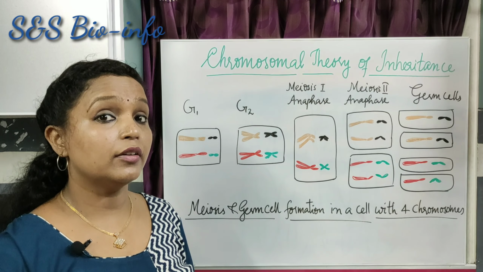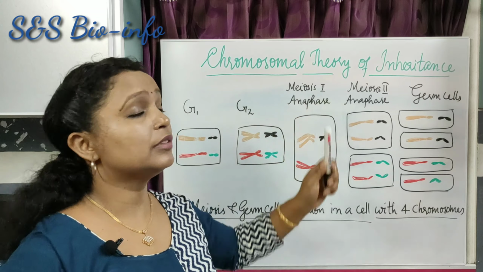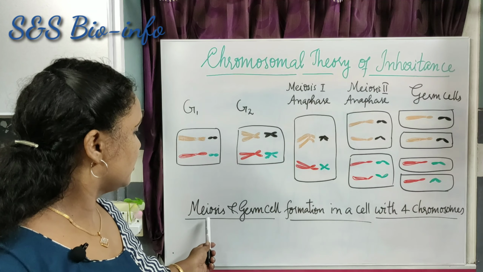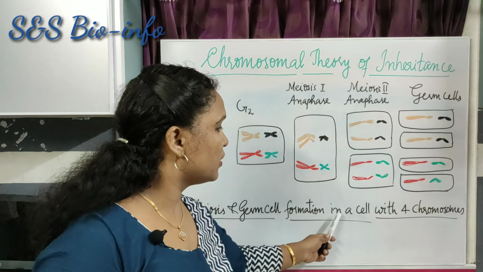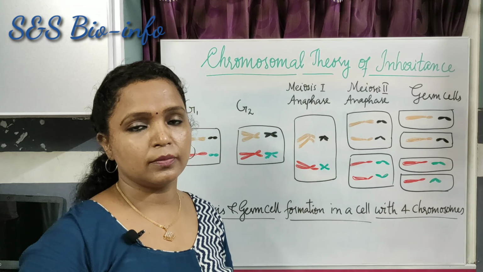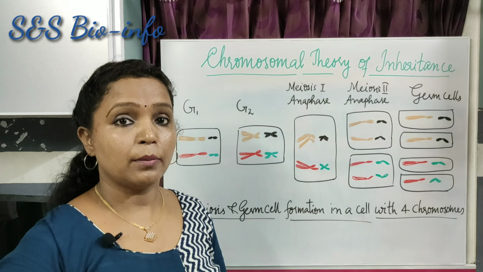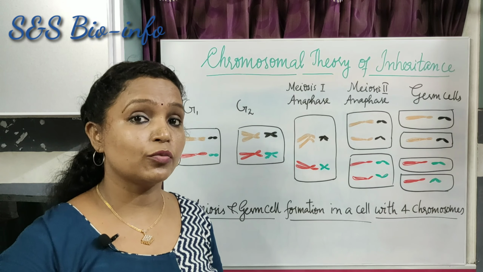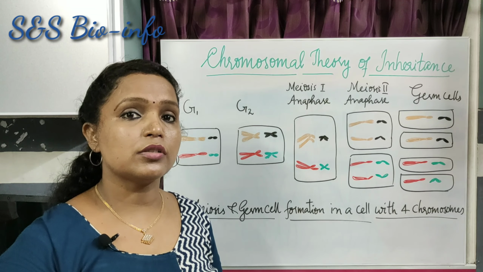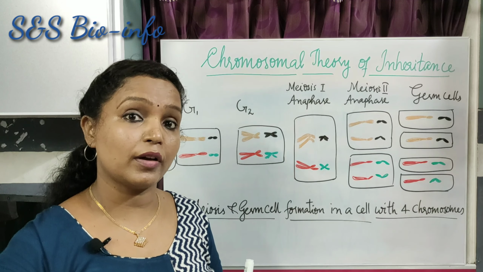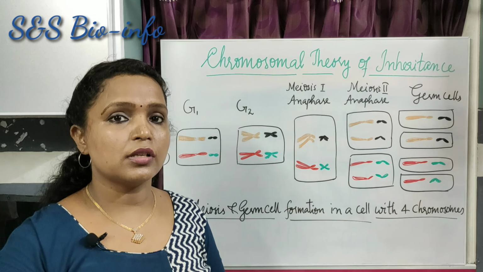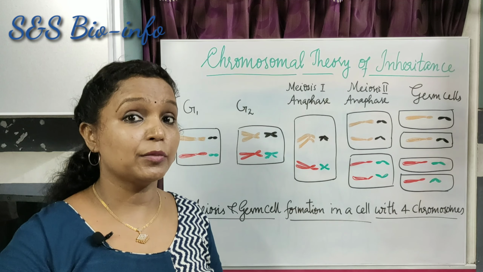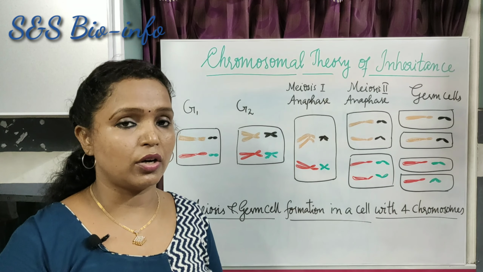Now, I am going to give an explanation on the chromosomal theory of inheritance with the help of a diagram. In this diagram, you can see the meiosis stage, the germ cell formation in a cell with 4 chromosomes. You have heard that meiosis is a cell division. It's a reduction division. Meiosis 1 is the reduction division. Meiosis 2 is the same as mitosis. It's an equational division. In reduction division, the chromosome number becomes half. In equational division, the same copy of chromosomes will be produced in the daughter cells.